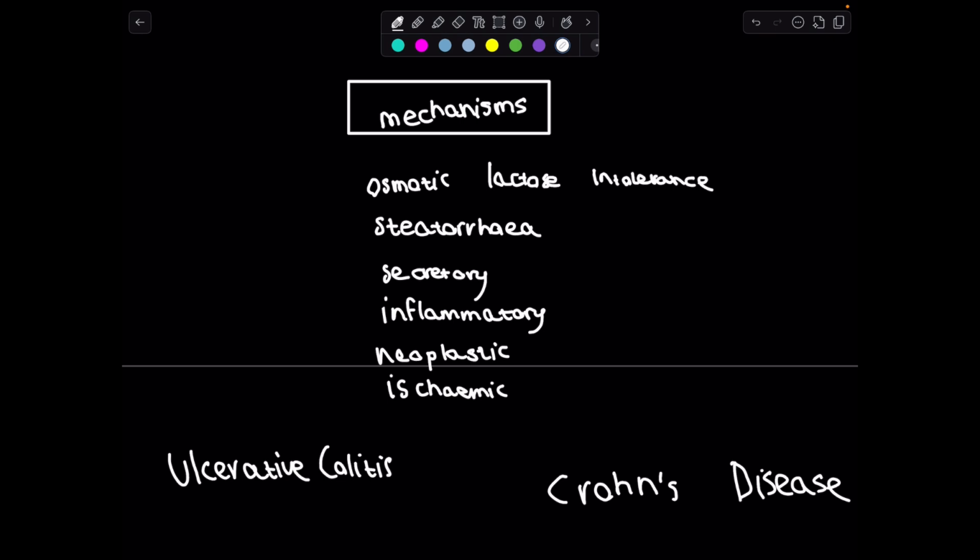Okay, so ulcerative colitis might cause bleeding too. Okay. Wow, there's a lot of things.